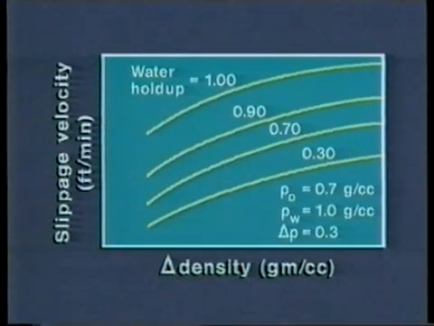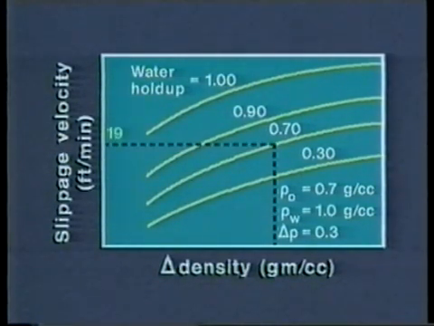For example, for an oil density of 0.7 grams per cubic centimeter, a water density of 1.0 grams per cc, and a water holdup of 0.70, the slippage velocity of the oil with respect to the water is about 19 feet per minute, 5.8 meters per minute. When dealing with a gas-liquid system, a slippage velocity of 60 feet per minute, 18.3 meters per minute, can be assumed. The computation of real flow rates for multi-phase flow, using these values of bulk flow rate, holdup, and slip velocity, is shown in your manual for both oil field and metric units.